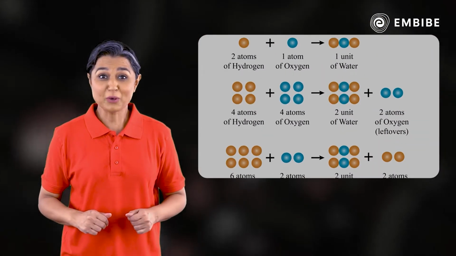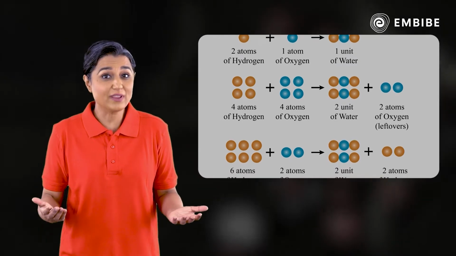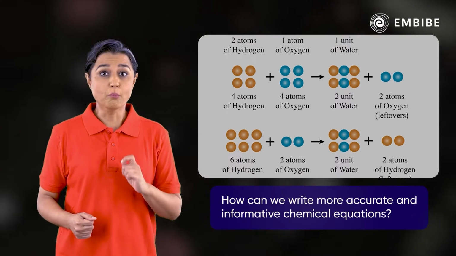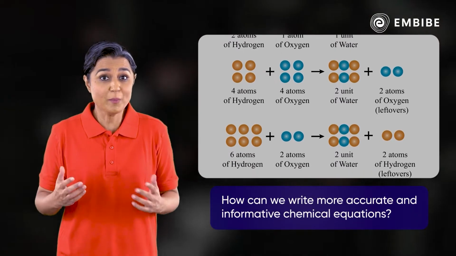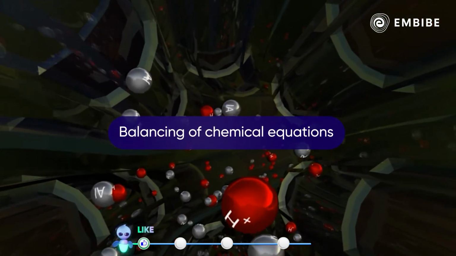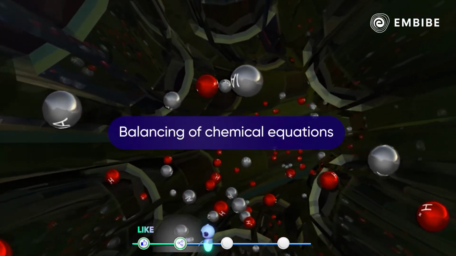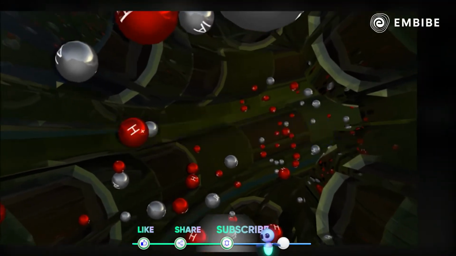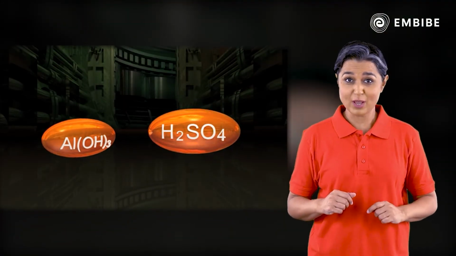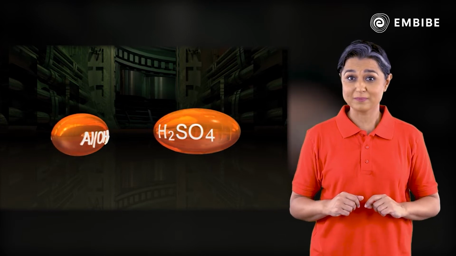We use chemical equations to represent all the reactions taking place. How can we make the equations more accurate and informative? Let's explore. To represent the chemical reactions accurately, we need to balance the equation. Different basic rules need to be followed while balancing the equations.